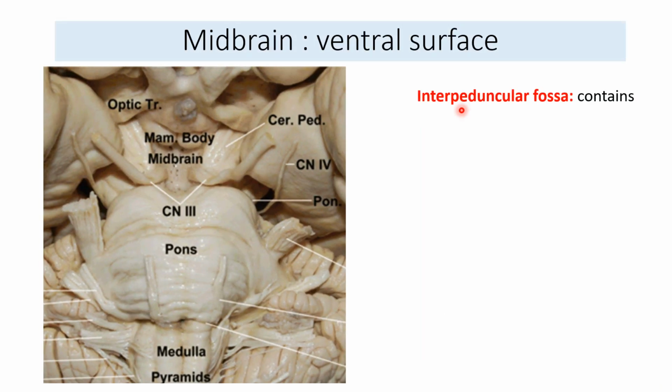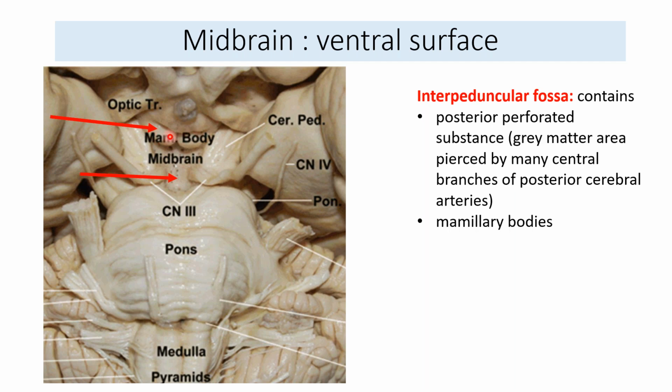Now, if we see this area in ventral aspect of the midbrain in an expanded view, then what can we appreciate? We can appreciate that these two crus cerebri or the cerebral peduncle are forming the lateral boundary of a fossa in between them. This fossa is the interpeduncular fossa. So what is there in this interpeduncular fossa? You can see certain perforated areas. You can see small perforations in this area. This is called the perforated substance. The other thing that is situated in this interpeduncular fossa are the two mammillary bodies. So these are the two contents.